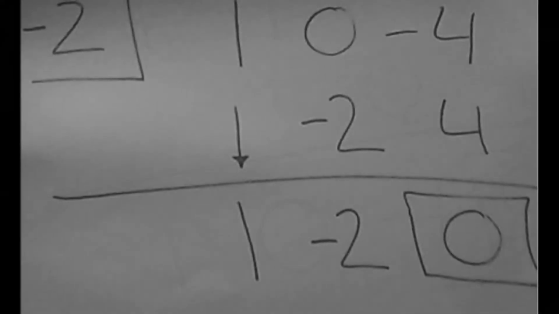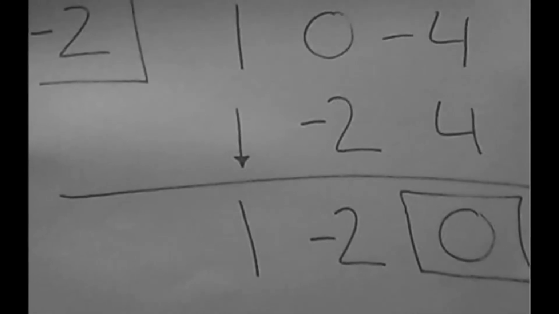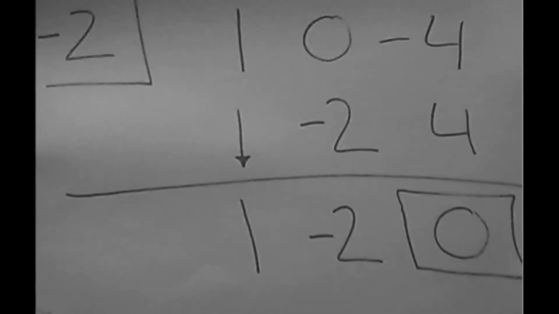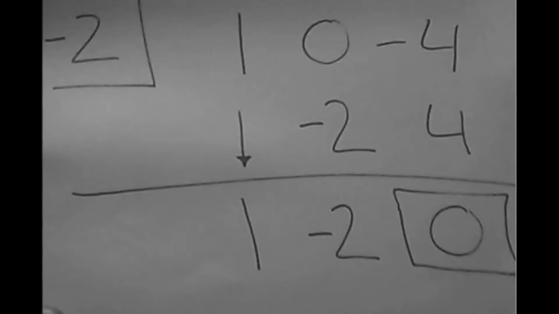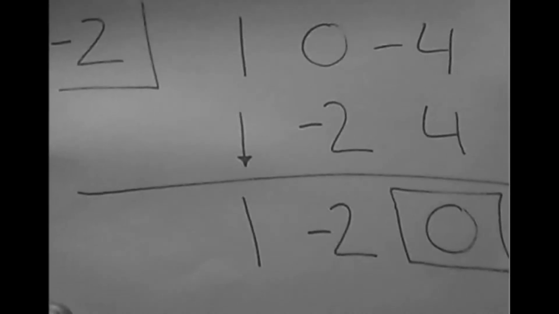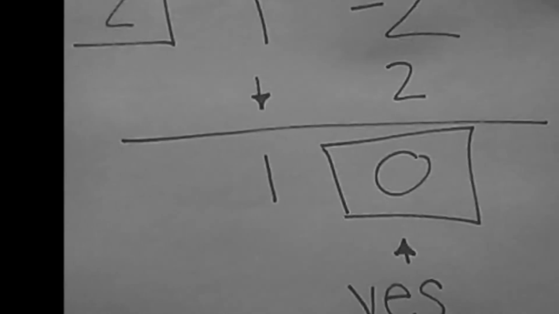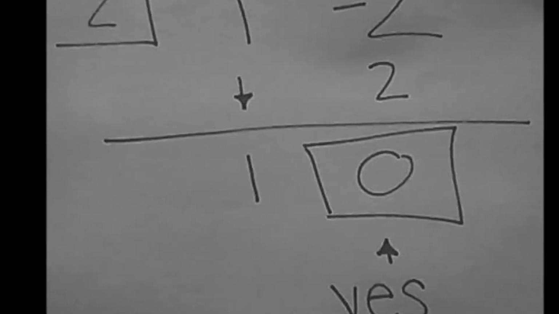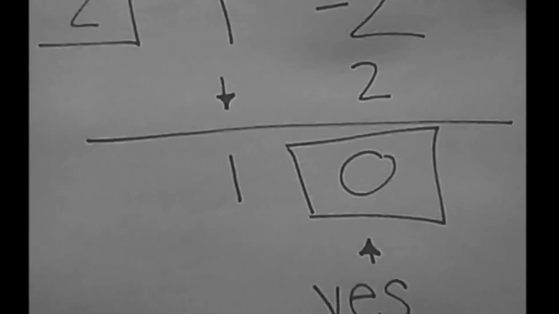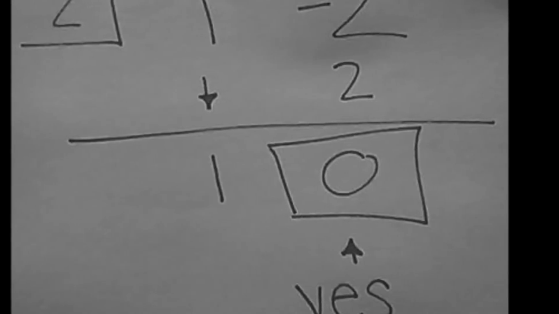The next root we'll try is negative 2. Negative 2 is also a root of this polynomial because it has a remainder of 0, as you can see in the square. The next root I'll try is 2. 2 is also a root of this polynomial, as we can see with the remainder of 0 in the square.